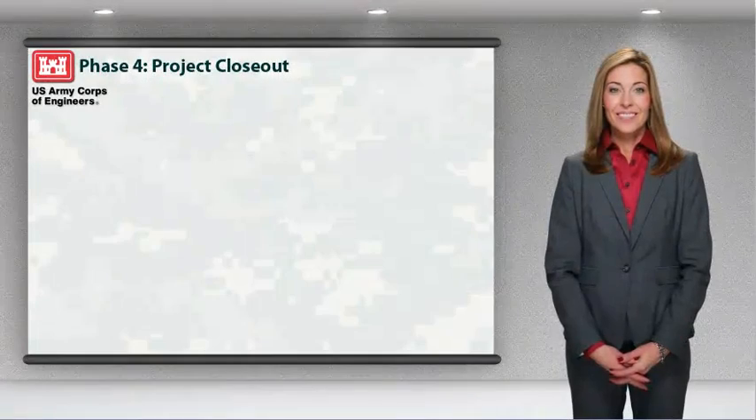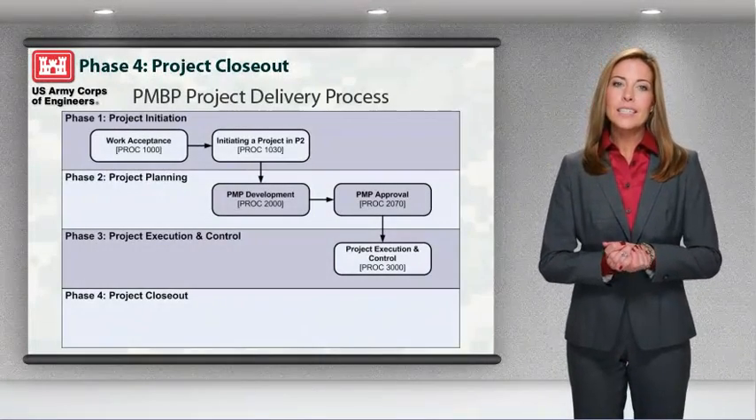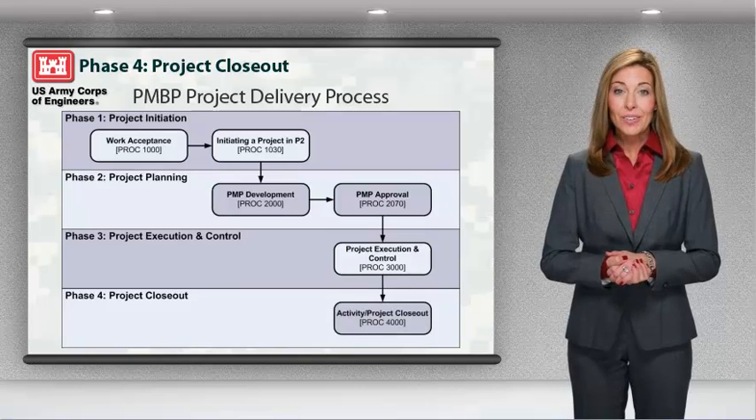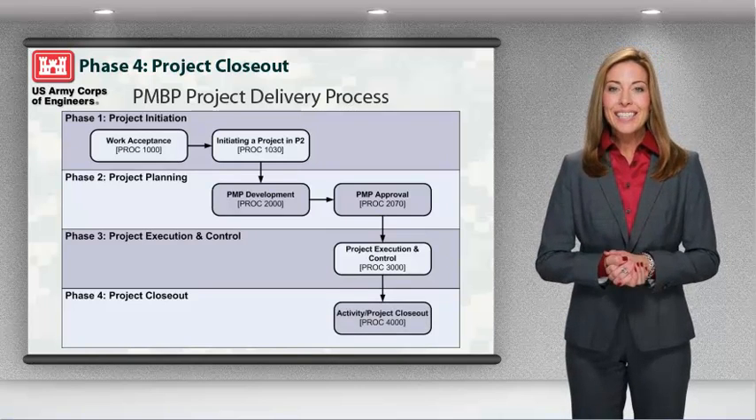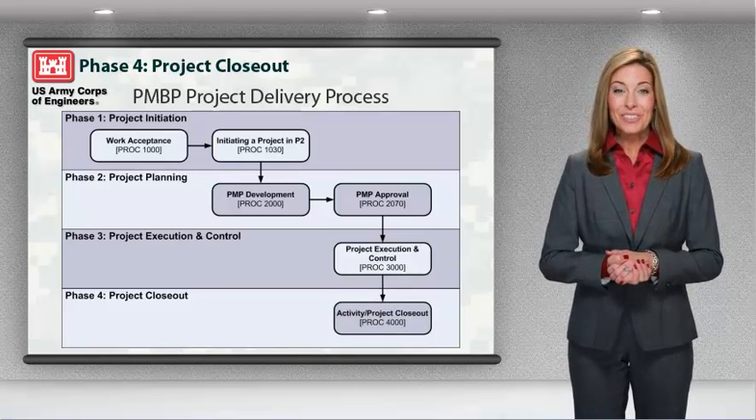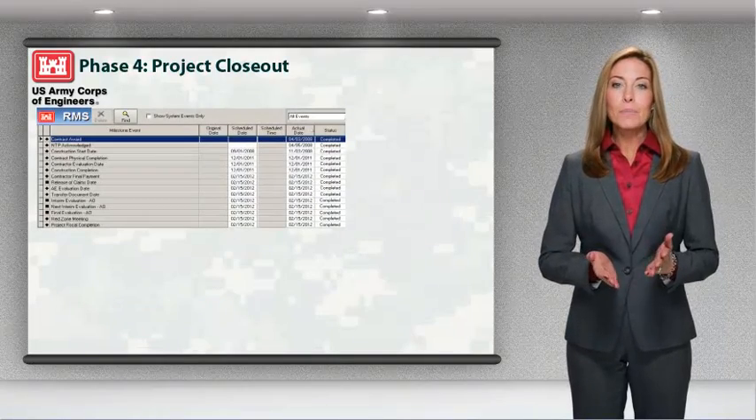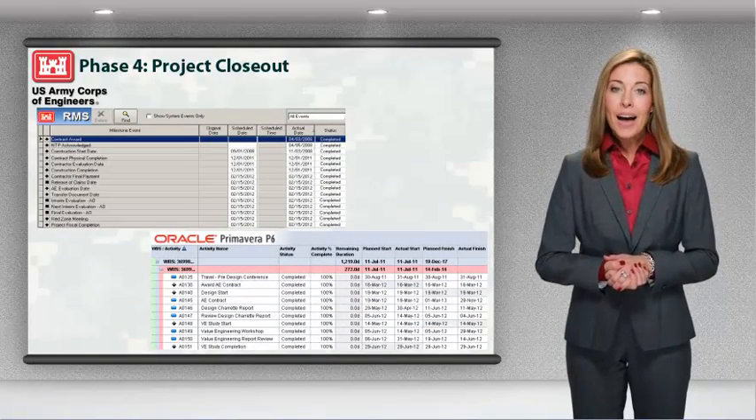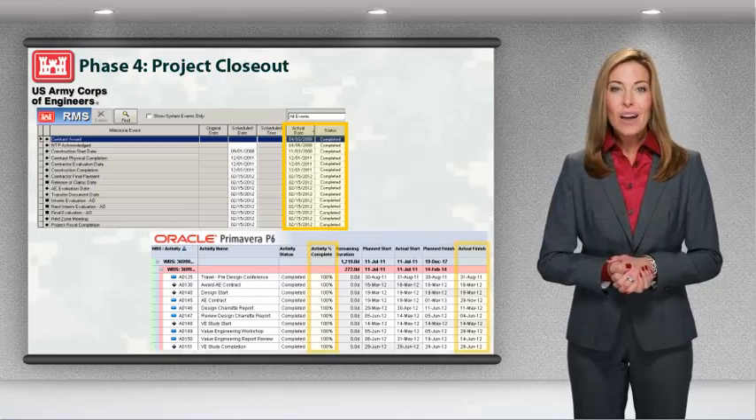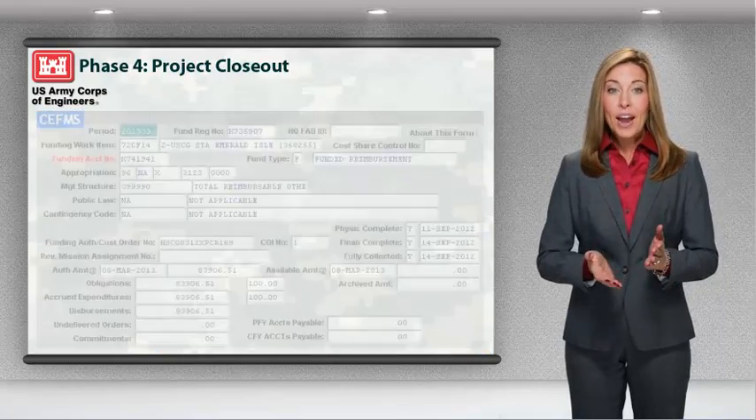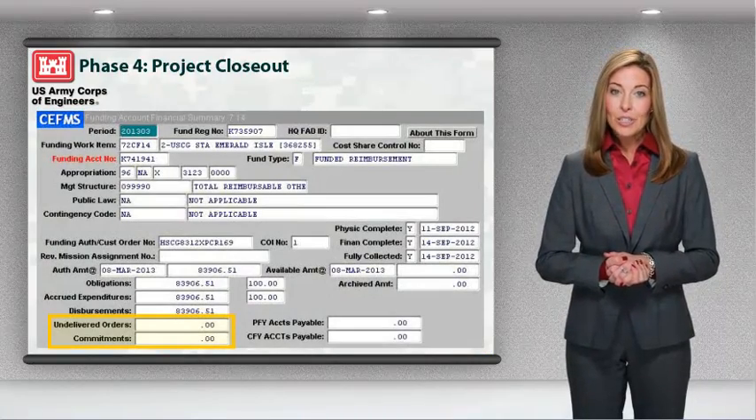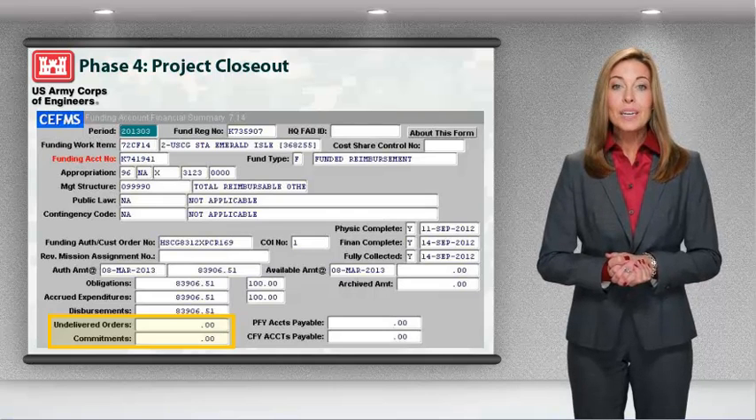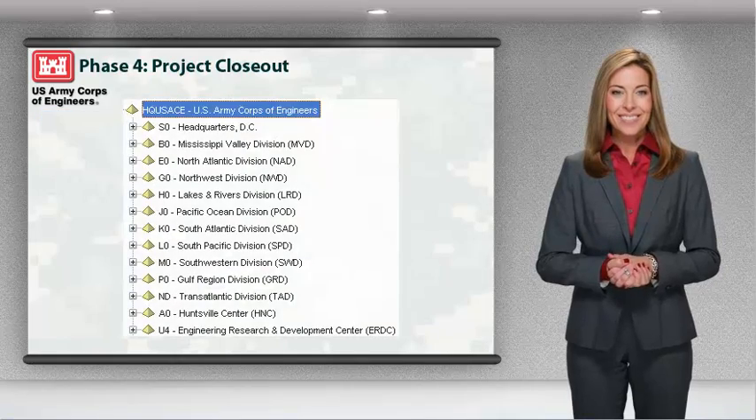Phase 4, Project Closeout. The final phase of a project's lifecycle is the Project Closeout, which includes the transfer of assets from the Corps to the customer. PDT members will mark all activities and milestones as complete in RMS and Primavera and verify in CFMS that all funds associated with the project have been expended and any remaining balance of funds returned.